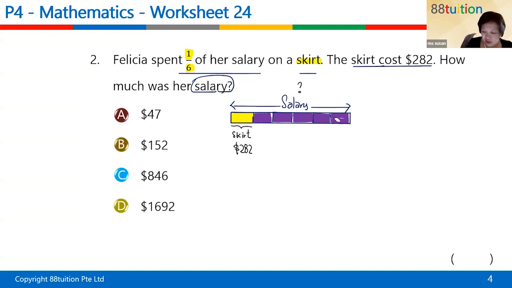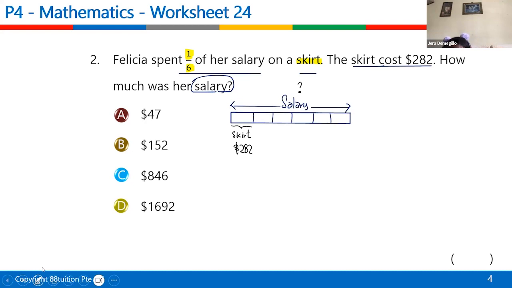If you take a look, I erase out 1, 2, 3, 4, 5, and the skirt 6. So you must find 6 units. Can you understand, Jera? Yes. So how to find 6? Ivan, I see your hands. Can you help Jera with this?